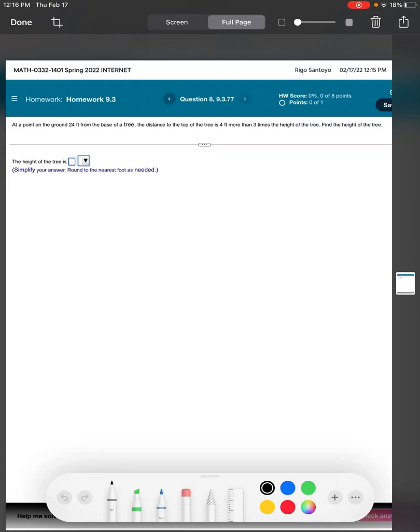Okay, we're going to take a look at this problem here, 9.3, homework 8. It says, at a point on the ground, 24 feet from the base of a tree. Point on the ground. The distance of it from the base of, let's just say, my beautiful tree here is 24. The distance from this point to the top of the tree is 4 more than 3 times the height of the tree.